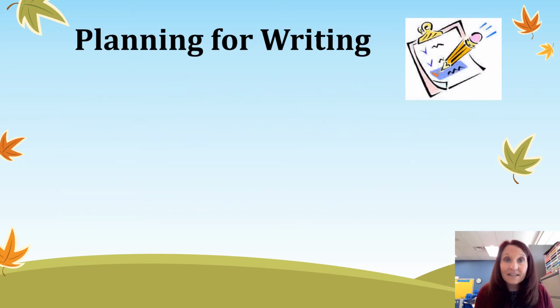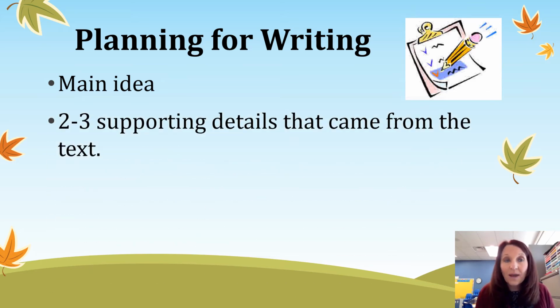All right, since I said that we're going to write an informational paragraph, we have to make sure we plan for what we're going to write. So there are 3 things that you're going to need to make sure you understand about a certain text that you're going to write about. The first thing is you have to know what the main idea of the text is. You also have to come up with 2 to 3 supporting details from the text that support the main idea.